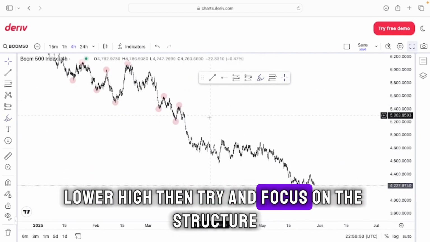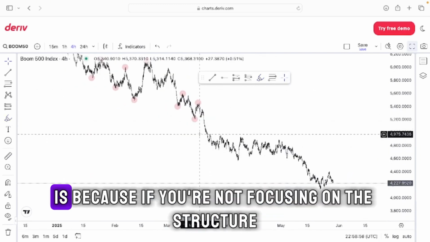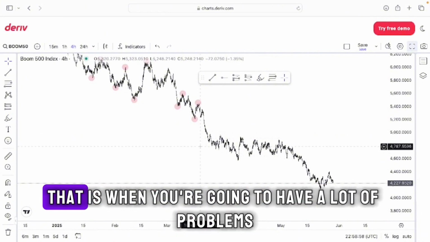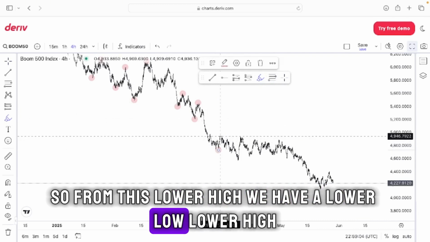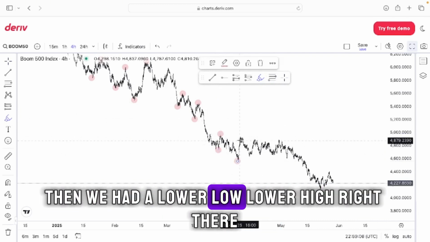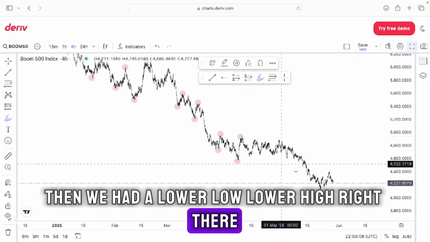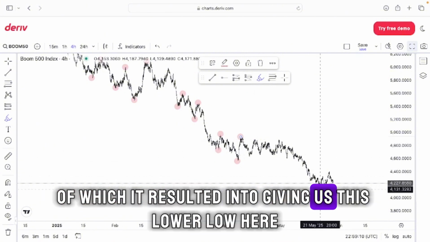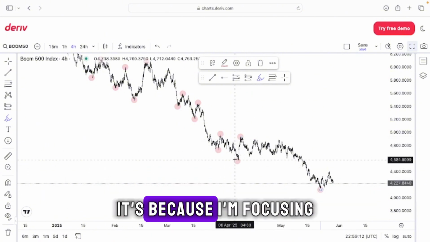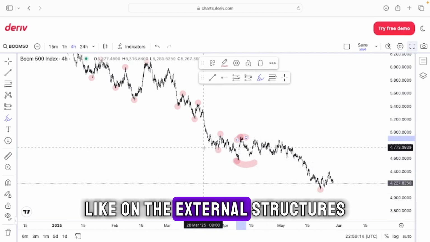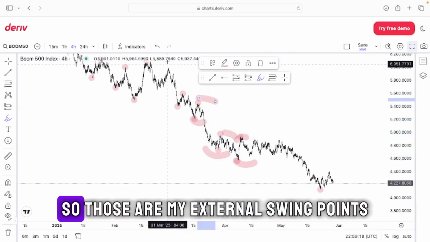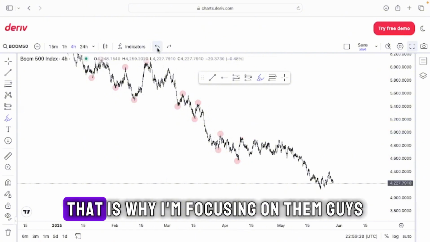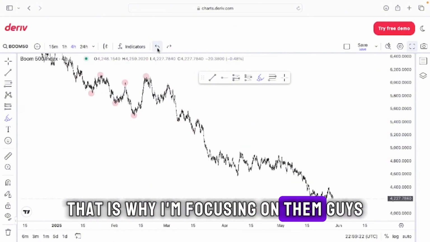Then try and focus on the structure, obviously, guys, because if you're not focusing on the structure, that is when you're going to have a lot of problems. So from this lower high we have a lower low, lower high, then we had a lower low, lower high right there, of which it resulted into giving us this lower low here. It is because I'm focusing on the external structures, external swing points, as you can see right there. So those are my external swing points. That is why I'm focusing on them, guys.